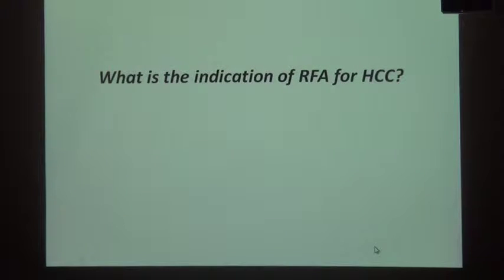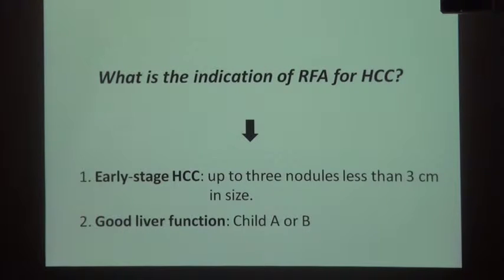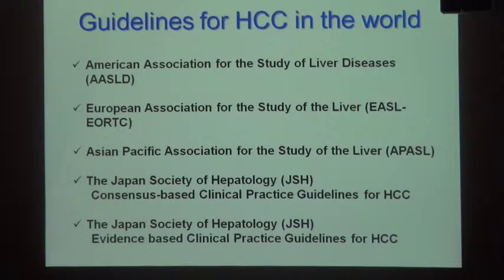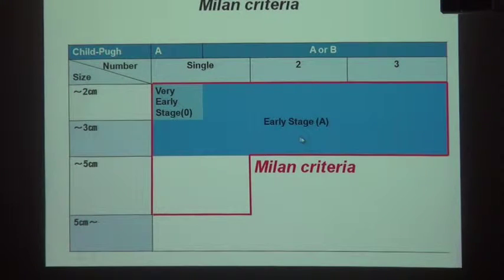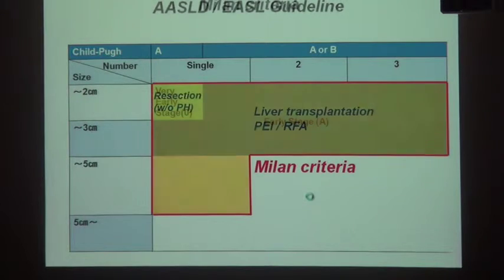So from this slide, the second half starts. What is the condition of RFA for HCC? Of course, RFA is usually performed in early stage HCC patients with good liver function. So there are several guidelines for HCC: AASLD, EASL, APASL, and two guidelines in Japan. You can see the very early stage and early stage of BCLC staging, and the Milan criteria is marked by a red frame.